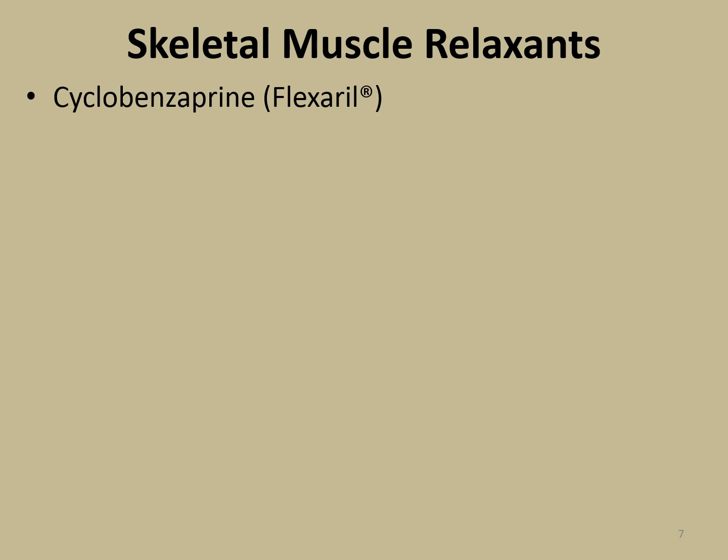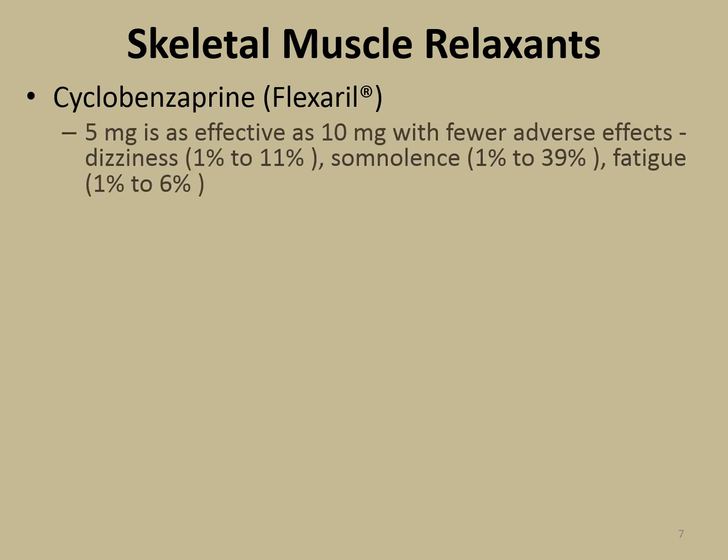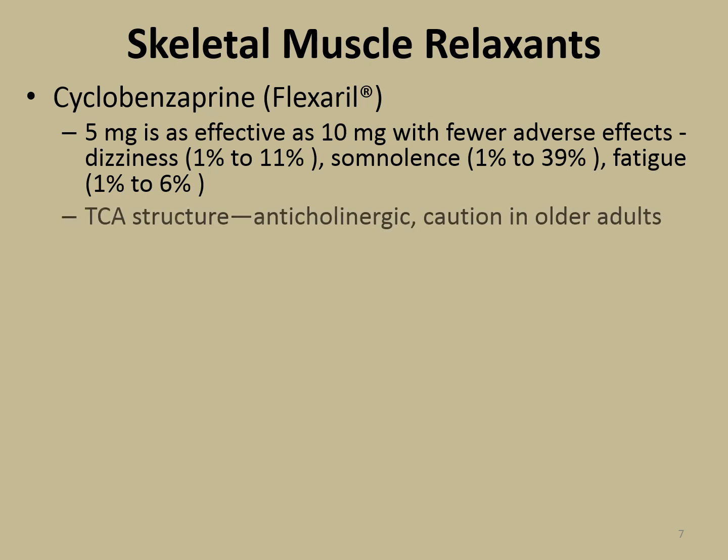Our next category of drugs are the skeletal muscle relaxants. Cyclobenzaprine, or Flexeril, is well known and has been around for many years. It comes in 5 and 10 milligram and can be very sedating. So we need to be very careful with this drug when people are operating heavy equipment. It's actually got a tricyclic antidepressant structure. It has anticholinergic effects, so we've got to use caution in older adults.